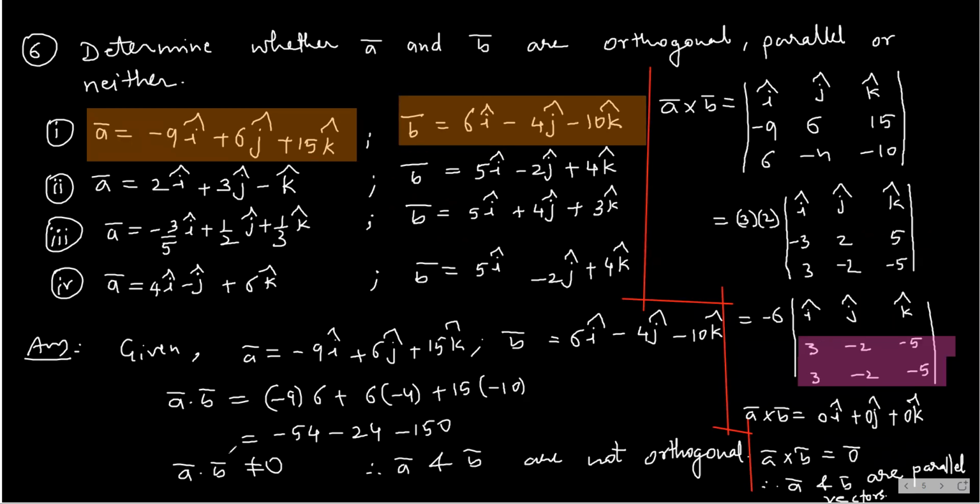If I had got the dot product as 0, I would have said the two vectors are perpendicular to each other. If I had got the dot product not 0 and the cross product also not equal to 0, what does that mean? It means the vectors are neither orthogonal to each other nor parallel to each other. So the third answer is neither. I solved one problem for you. The remaining three problems you can try on your own.